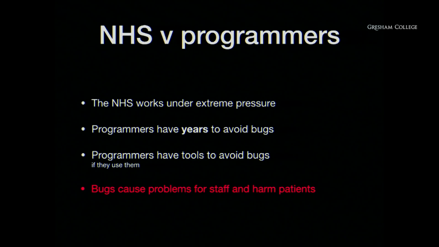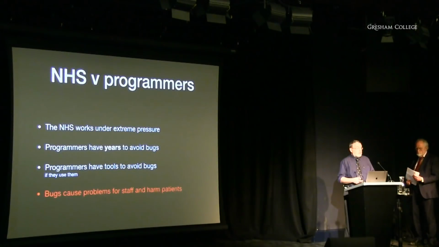Well, there's a huge difference between programmers and people in the NHS. People in the NHS, particularly this winter, are working under extreme pressure and they've got seconds to make life-critical decisions. Whereas programmers who are building the systems that the NHS are using have got years to sort out good design of those systems. There's a huge asymmetry there. Also, as I'll show you in a moment, programmers have got the tools that could sort out bugs in their systems. They've got a long time to do it, and powerful tools to help them. It could be a lot better.